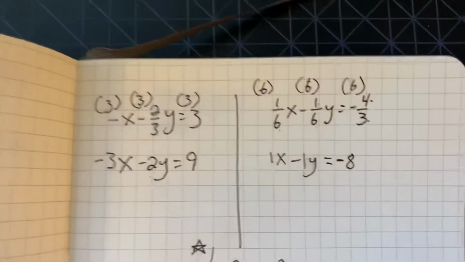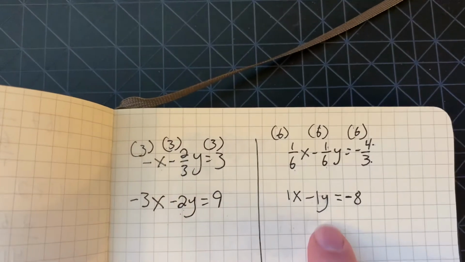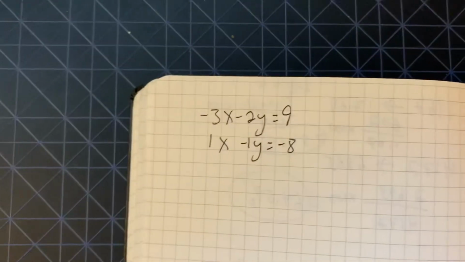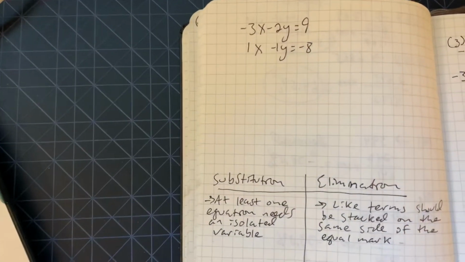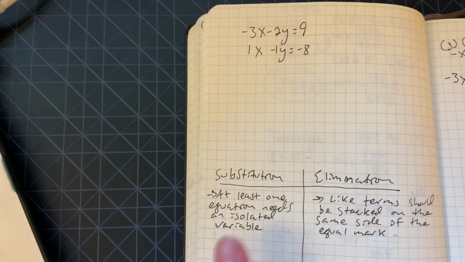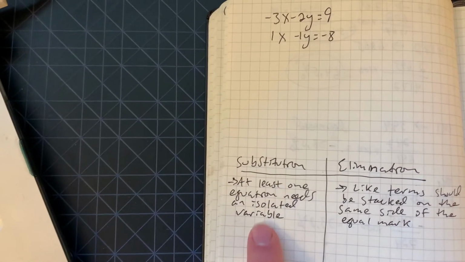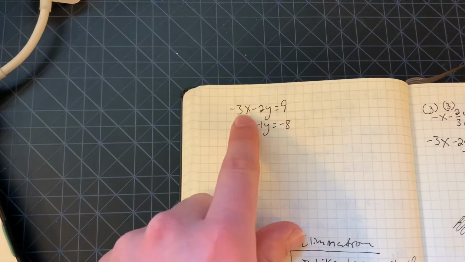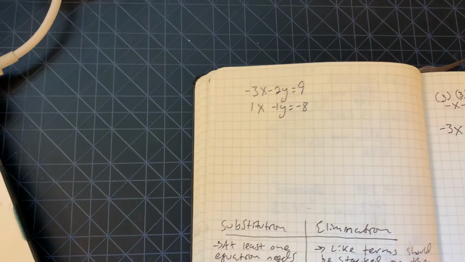So now I'm going to take my two equations that I got after our multiplier that no longer have fractions, and now we can solve them just like we were doing the last couple weeks. Now, in order for substitution to work, you do need at least one equation to have an isolated variable. In this case, x and y, remember guys, isolated means totally alone on one side of the equal mark.